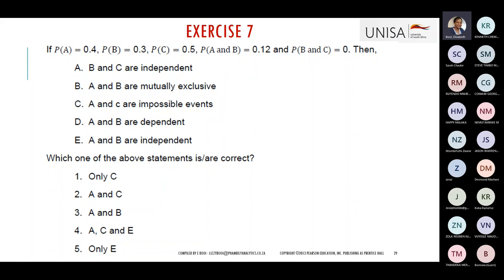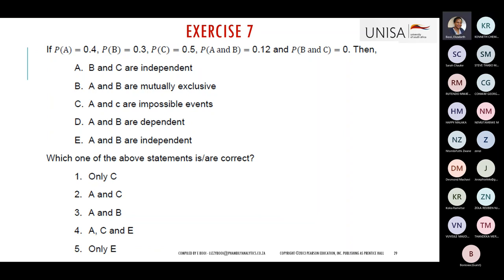Okay, so on question 7, there are multiple things that they give you there. If the probability of A is 0.4, the probability of B is 0.3, the probability of C is 0.5. The probability of A and B is 0.12, and the probability of B and C is equal to 0. Then A, B and C are independent. B, A and B are mutually exclusive. C, A and C are impossible events. D, A and B are dependent. E, A and B are independent. Which one of the following statements are correct?